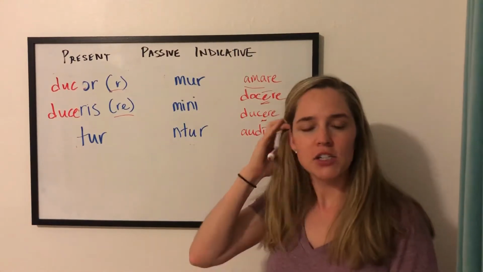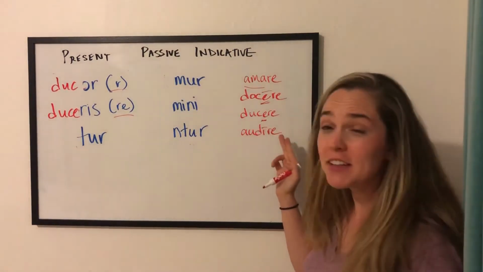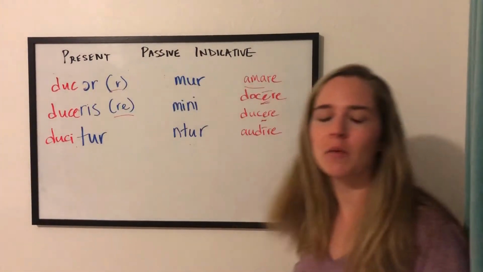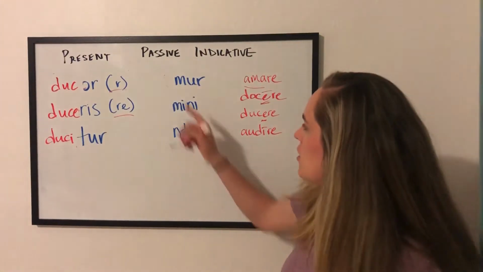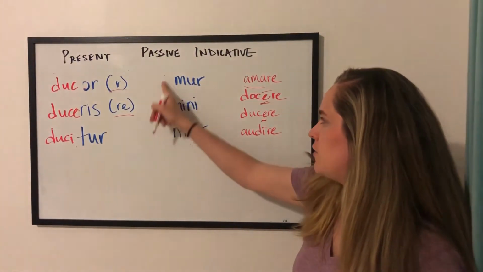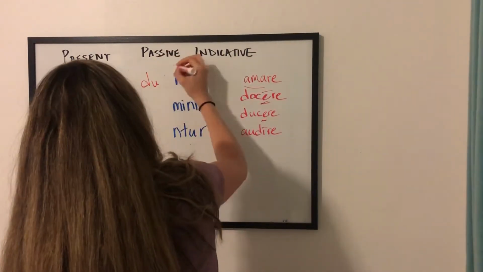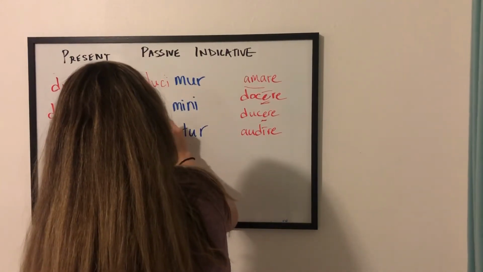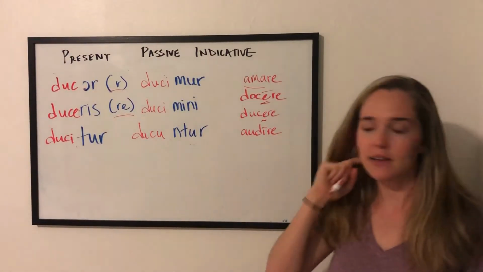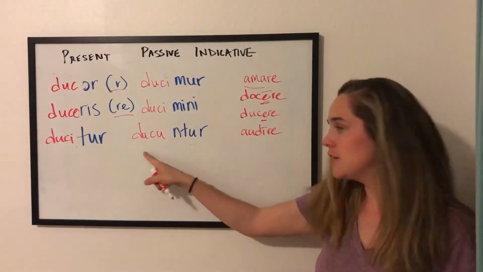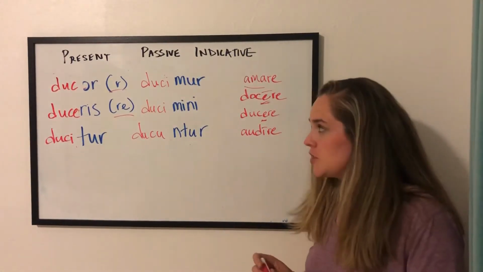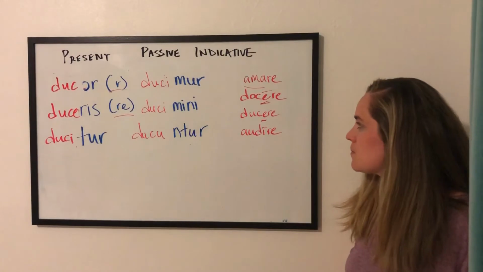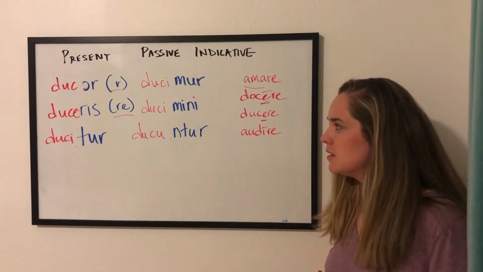But then we actually go back to the endings or the stem that we would expect for a third conjugation. So third person singular is ducitur, and we get that I that we see in the third conjugation active. And that I is going to stay for these two. But then in the third person plural, you get a U, and that's the same as the active. It would be ducunt if it was active, and it's ducuntur in the passive. So here is a paradigm for third conjugation verbs in the present passive.